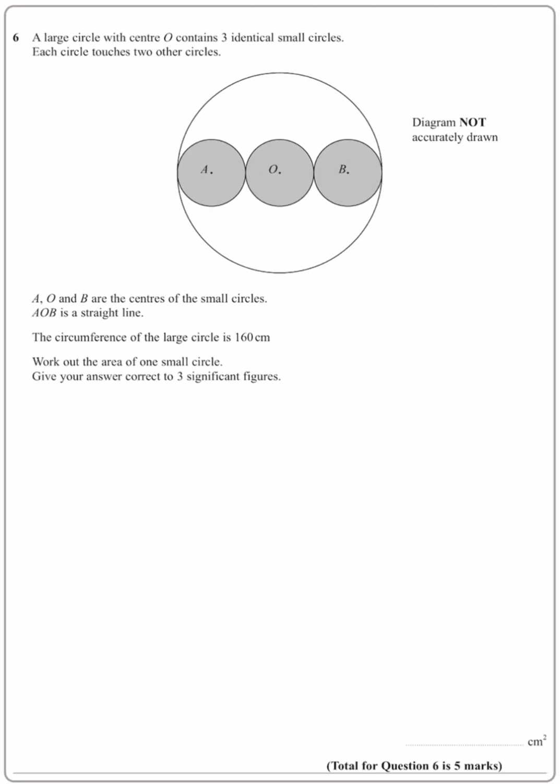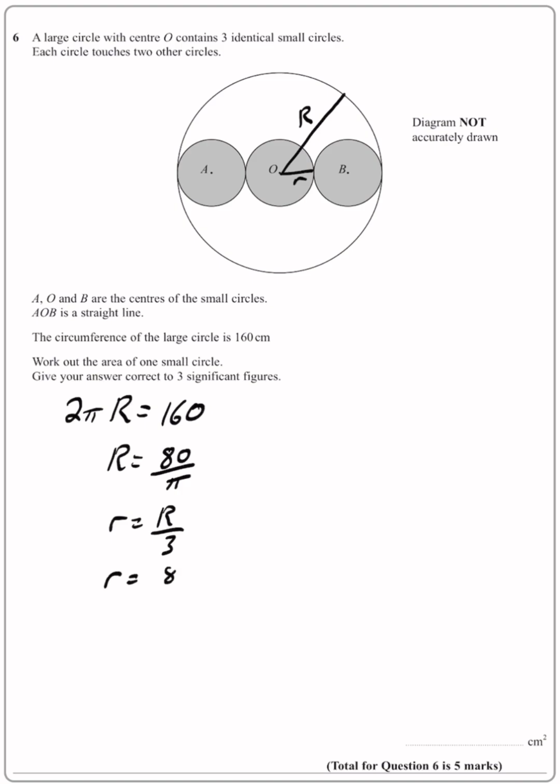Question 6, the three little circles inside the big circle. If we call the radius of the big circle capital R, the radius of the little circle little r, the circumference of the large circle is 160, so using 2 pi r, 2 pi times capital R is equal to 160, so the radius of the larger circle is 80 over pi. Now there are 3 little radii on each big radius, so little r is going to be the larger R divided by 3. So in this case it's going to be 80 divided by 3 pi for the radius of the little circle.